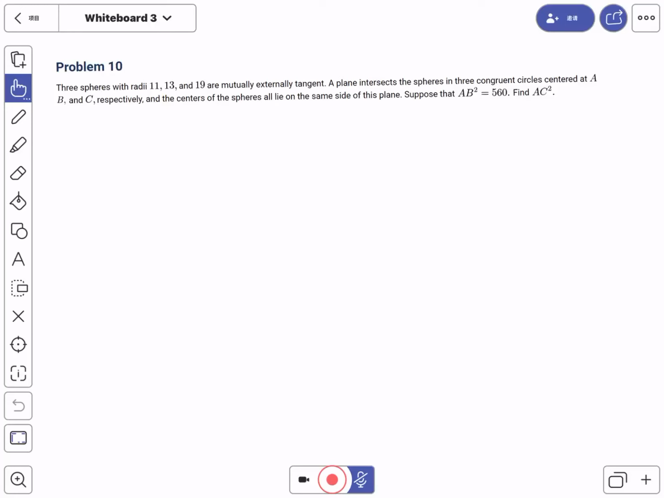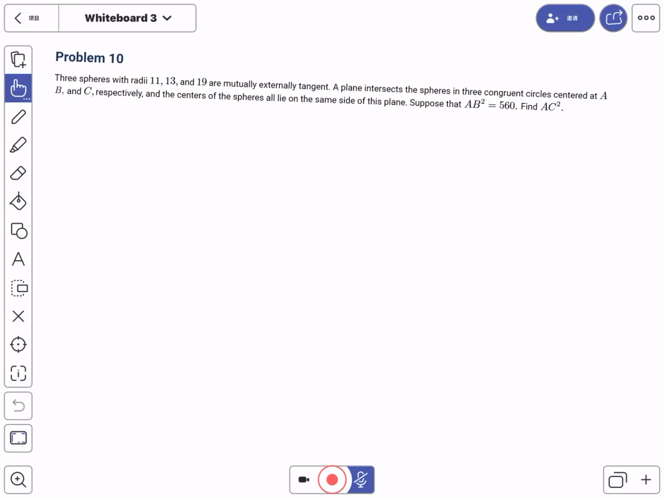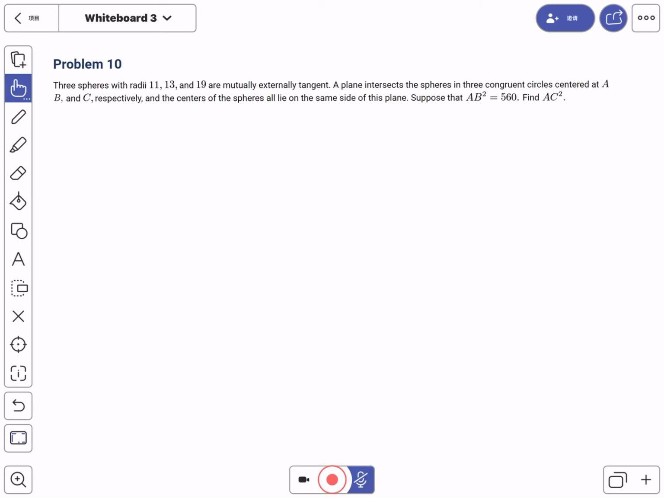We'll be doing the 2022 AIME 1 problem 10, which is: three spheres with radii 11, 13, and 19 are mutually externally tangent to each other. A plane intersects the spheres in three congruent circles centered at A, B, and C respectively, and the centers of the spheres all lie on the same side of the plane. Suppose that AB squared is equal to 560, and we want to find AC squared.